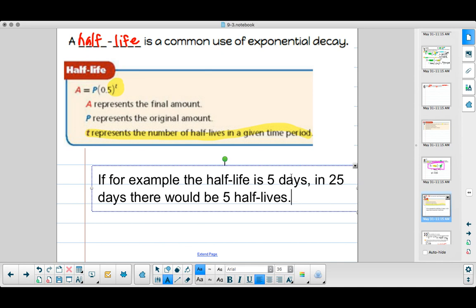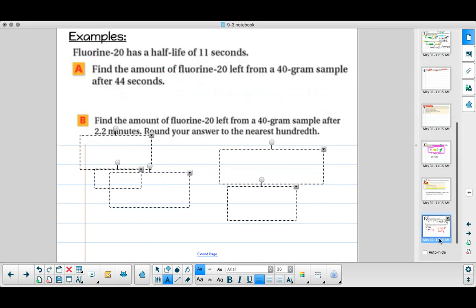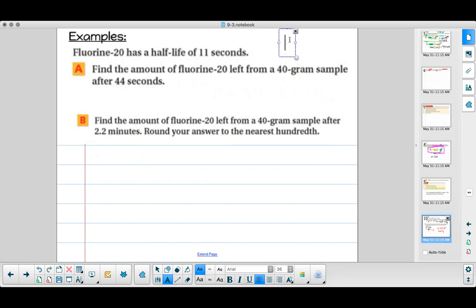So the big part about a half-life is that you first figure out what your t is equal to. It's not the given number of days or seconds or minutes or hours. It's how many times a half-life occurs within that time period. Let's do 2 examples of half-lives because they're a little bit more complicated.